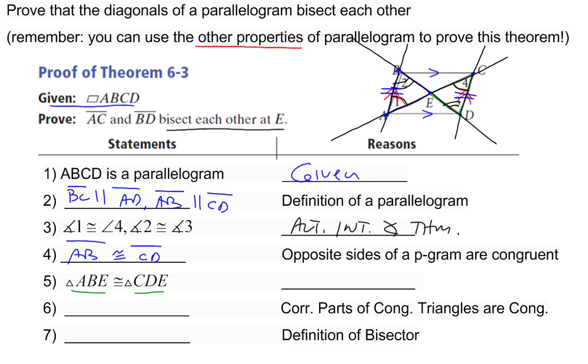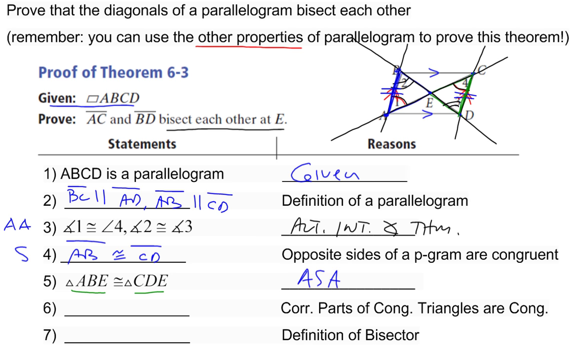So let's see what I have so far. I have two angles over here. I have a side over here. And notice how this side, BA, is sandwiched in between angles 1 and 2. And this side, namely CD, is sandwiched in between angles 3 and 4. So I can say that these two triangles are congruent to each other because of angle, side, angle.